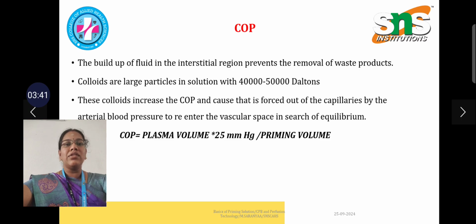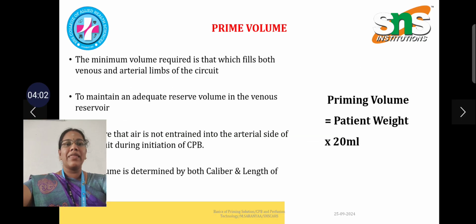The colloids are large particles in the solution of 40,000 to 50,000 daltons. So the colloids increase the colloid osmotic pressure that draws fluid forced out of the capillaries by the arterial blood pressure to re-enter the vascular space in search of equilibrium. The colloid osmotic pressure can be calculated with plasma volume into 25 mmHg divided by the priming volume.